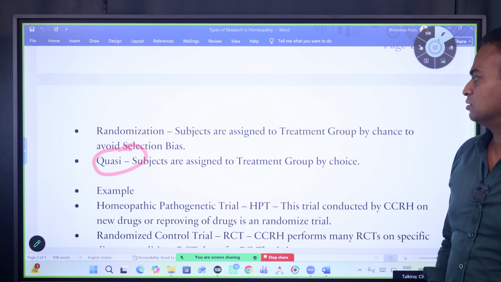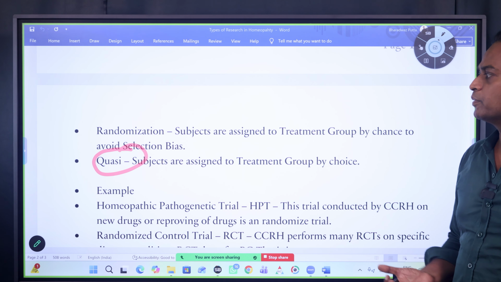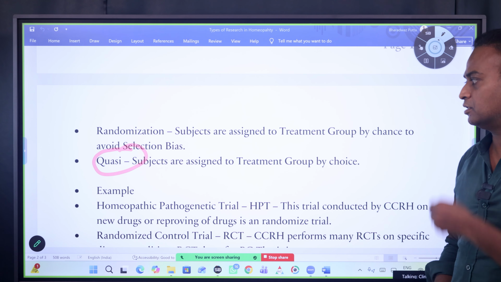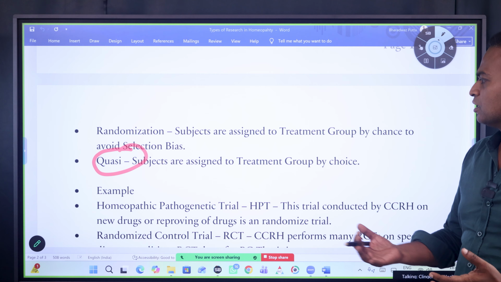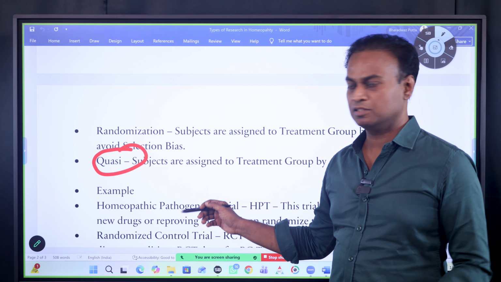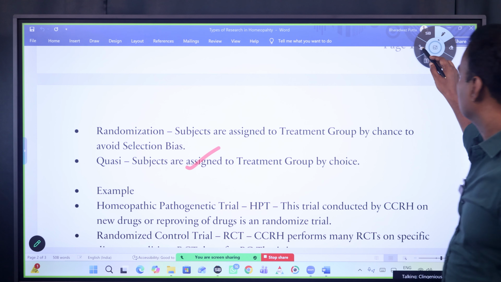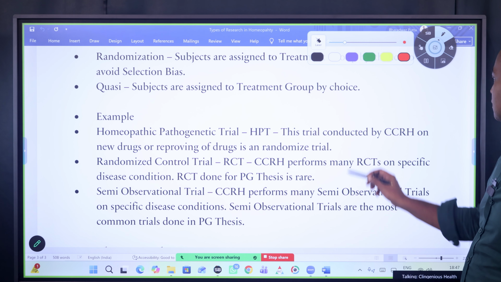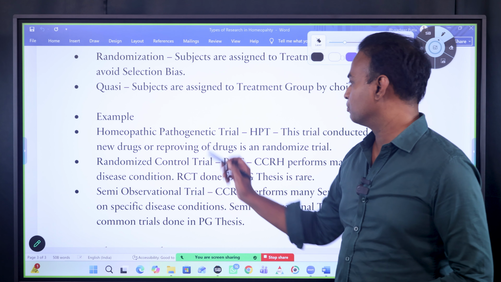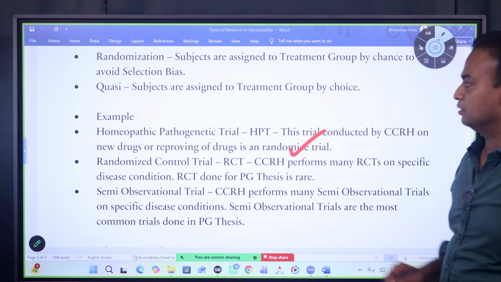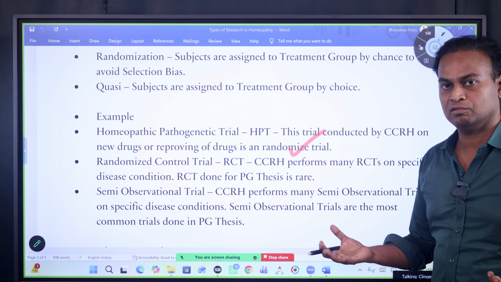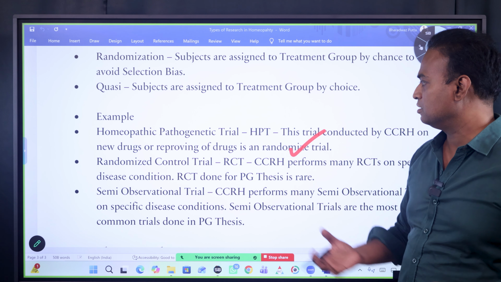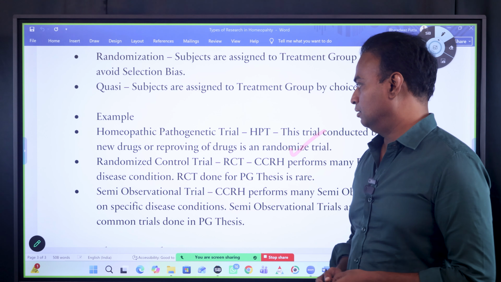Single arm quasi research. Normally, it should not be called observational research, but people call it observational research. So, a better way to use it is semi-observational research. You can use that term. Coming to the example, the homeopathic pathogenetic trial conducted by CCRH on new drug provings is a randomized trial. When you open the protocol of the homeopathic pathogenetic trial, the design clearly says it's a randomized trial.